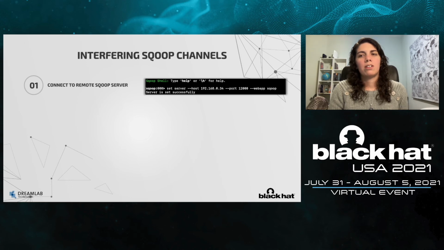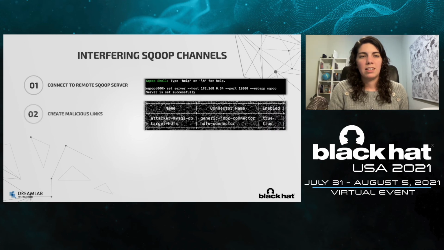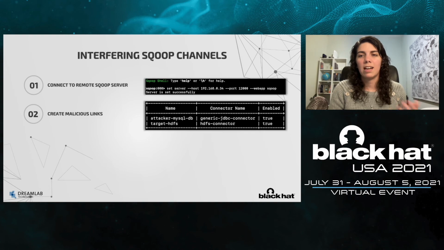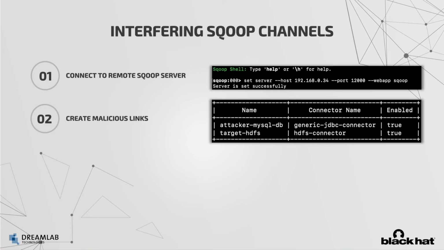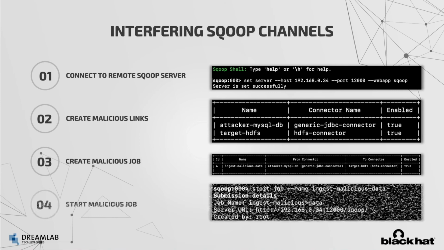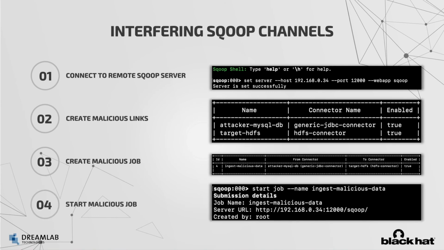We have to connect to the remote Sqoop server and create some links. This is to provide Sqoop with the information to connect to the malicious database and also to connect to the target Hadoop file system. And then we have to create a Sqoop job specifying that we want to ingest data from this database link to this other HDFS link and store it. This is easier to understand with a demo, so let's take a look at a video.